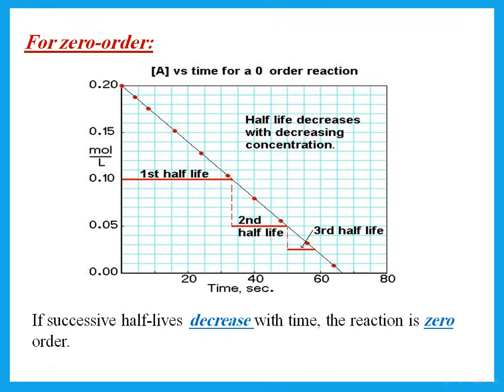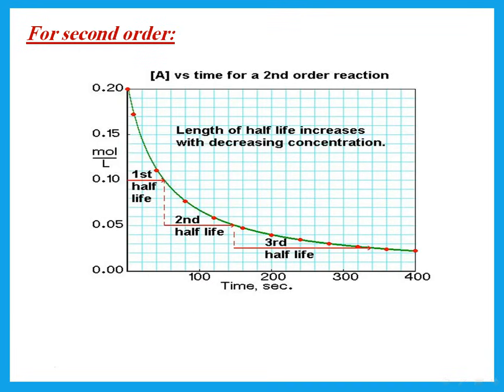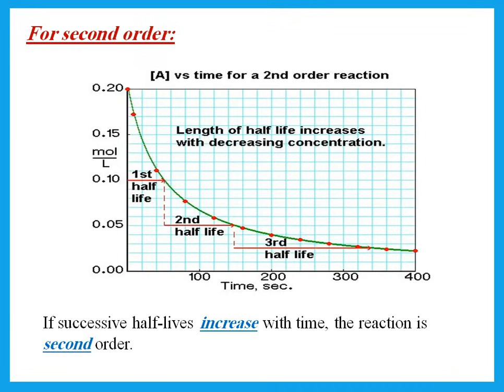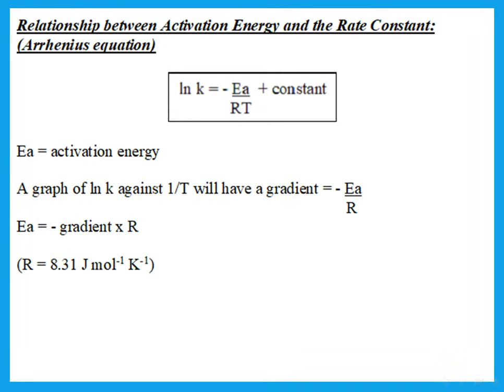What about a zero order reaction? If I am drawing a graph of concentration versus time, and I find that the half-life decreases, so every time the amount falls to half what it was, the half-life, the time taken, decreases, then this reaction is zero order. So remember, if the half-life is constant, it's first order. If the half-life decreases, it is zero order. If the half-life increases, it is second order. So this is the graph you get if we're talking about a second order reaction. The half-life keeps increasing. Okay?